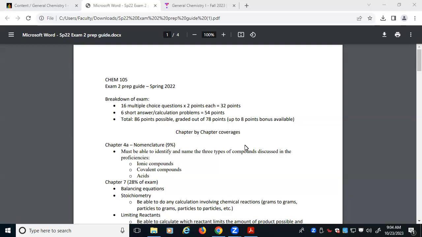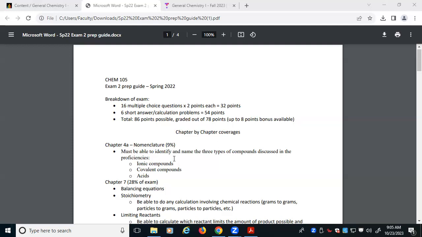So the format of the exam itself, there are 22 questions on the exam for Wednesday. 16 of them are multiple choice. The other 6 are short answer, mostly calculation kinds of questions. In total, this is an 86-point exam, but you'll only be graded out of 78. So you actually have the opportunity, depending upon your viewpoint, to either skip a question or think of it as a built-in bonus that'll allow you to make some mistakes and not get penalized for it.